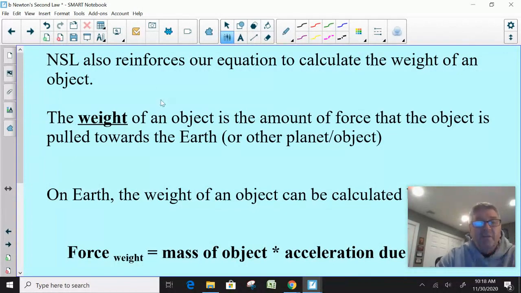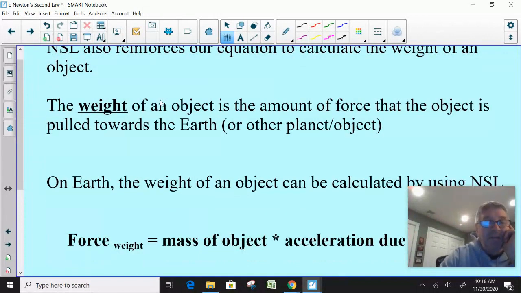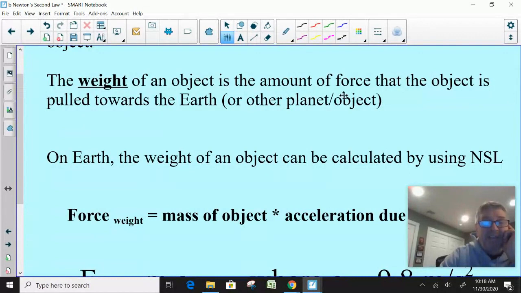We'll look at this in more detail later when we study gravity. But for the time being, we're going to say the weight of an object is the amount of force. It's not a mass, it's a force, that the object is pulled towards the Earth.